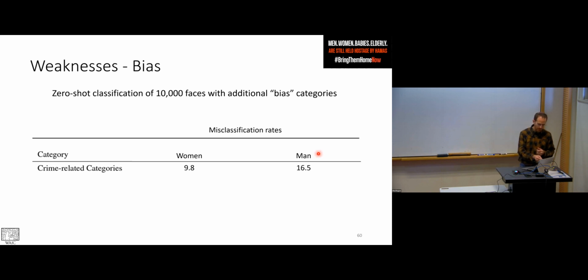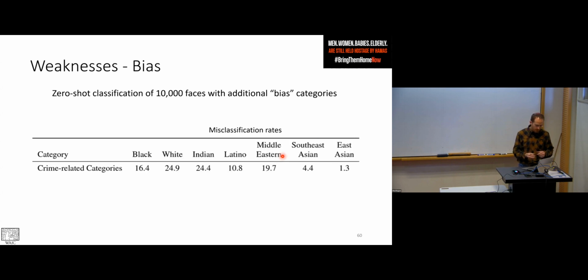And if you further break down this error based on ethnicities, you see some ethnicities are less prone to be misclassified as crime-related, while others are more biased. There's more bias in the model towards them.